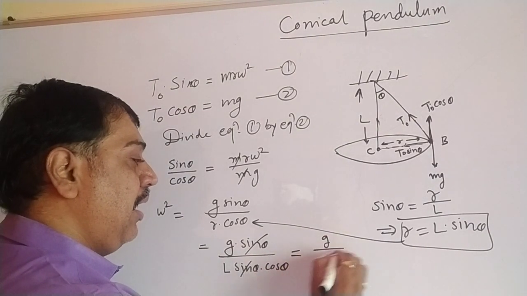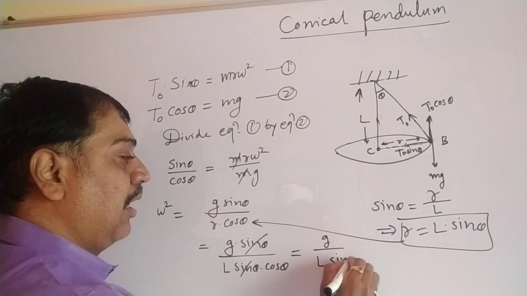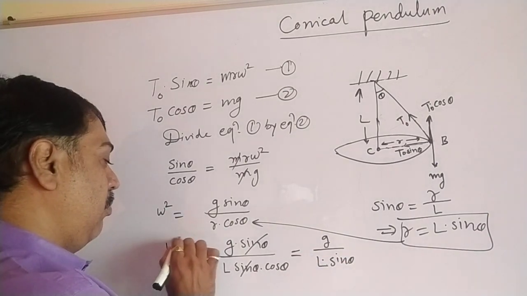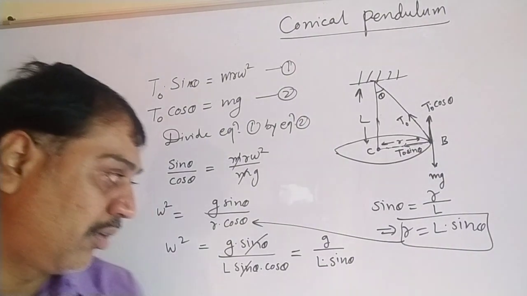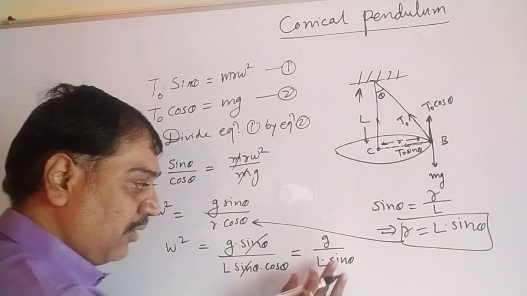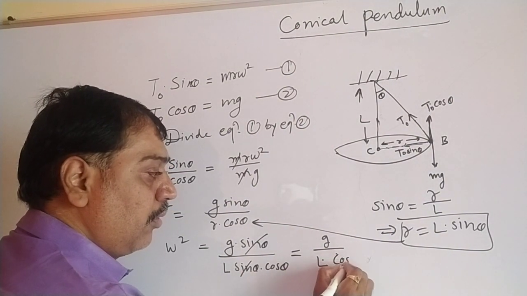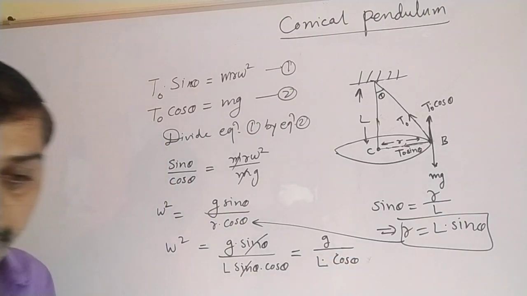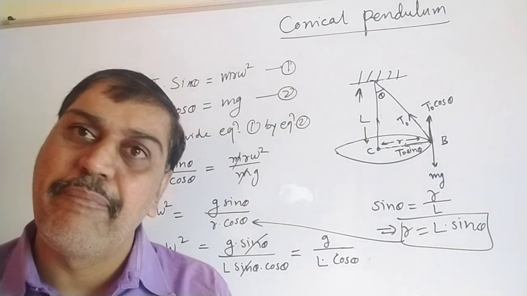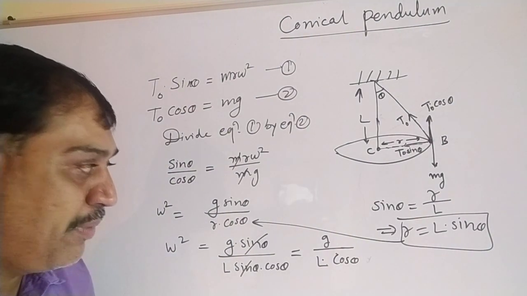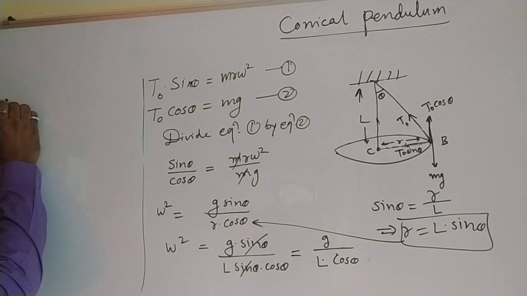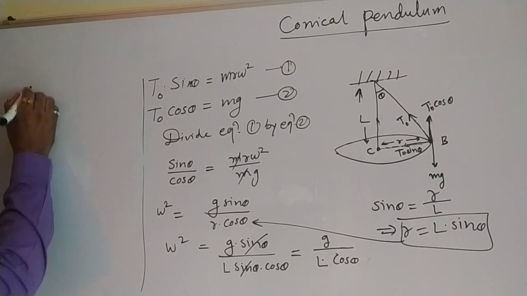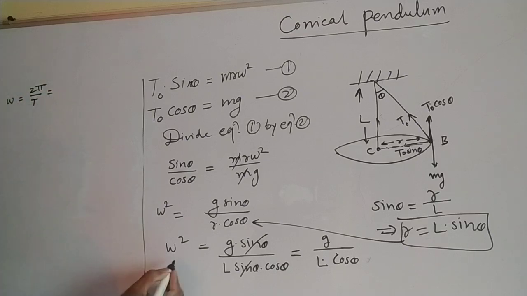g divided by L sine theta, and that is nothing but omega square equal to g divided by L cos theta. Not a sine theta, it is cos theta, no? So it is L into cos theta, that is nothing but omega. But we know what omega is? 2 pi by T. So you can write the same here somewhere. I will write here omega equal to 2 pi by T, equal to, here is omega square.